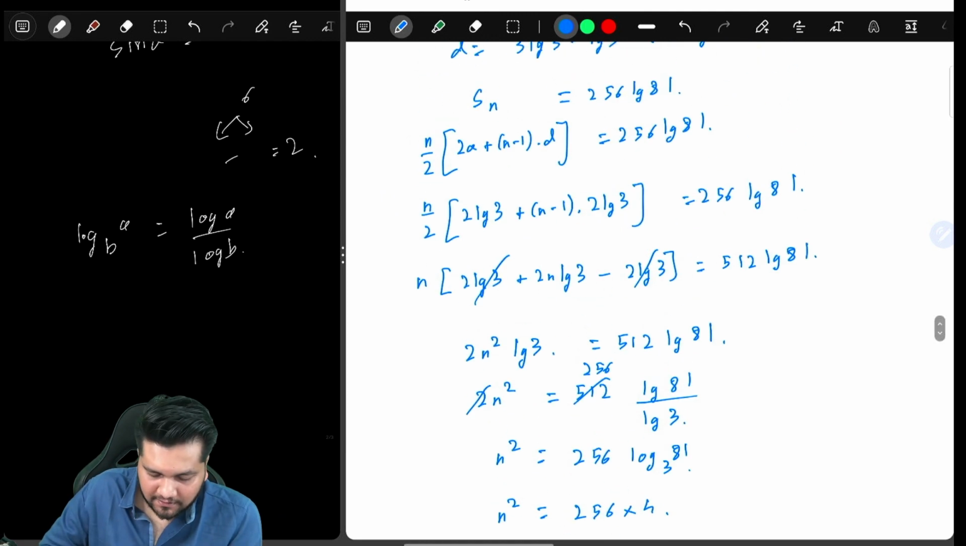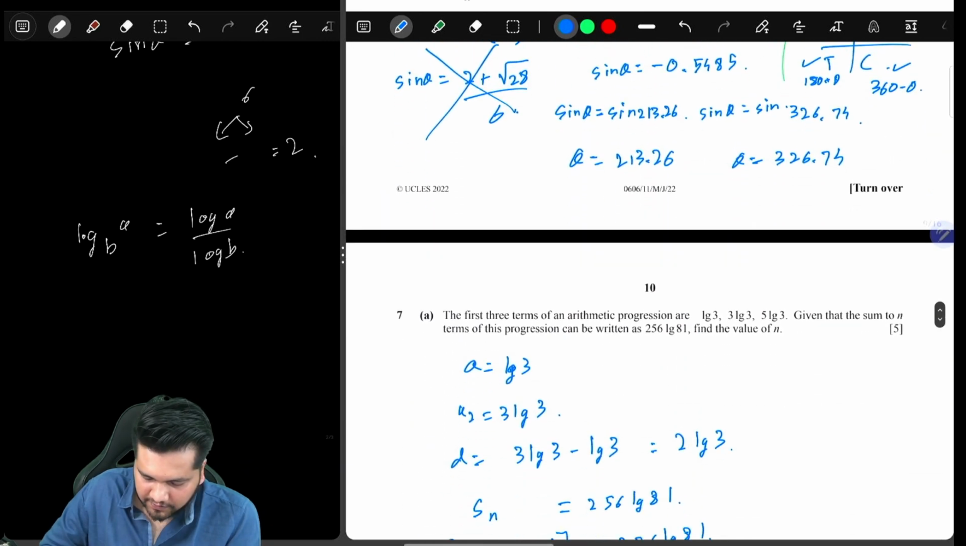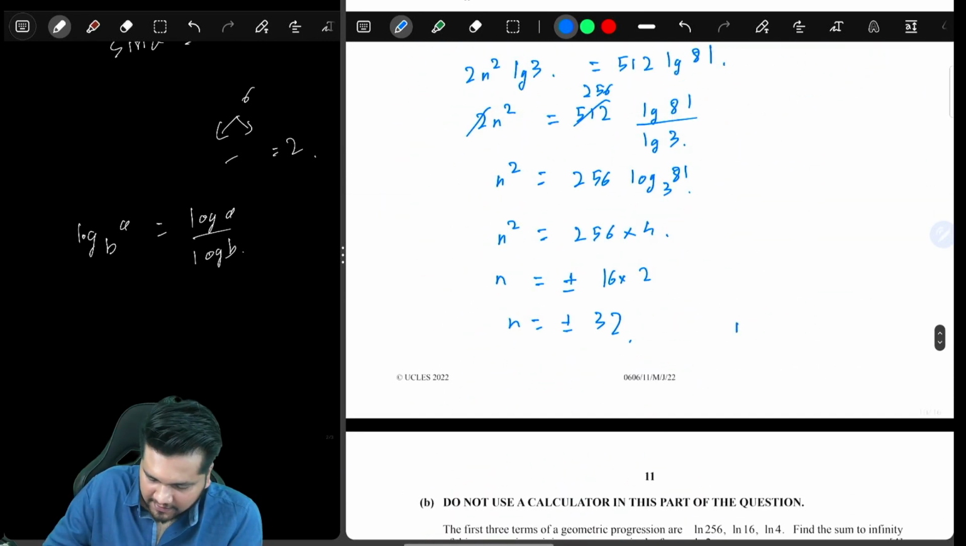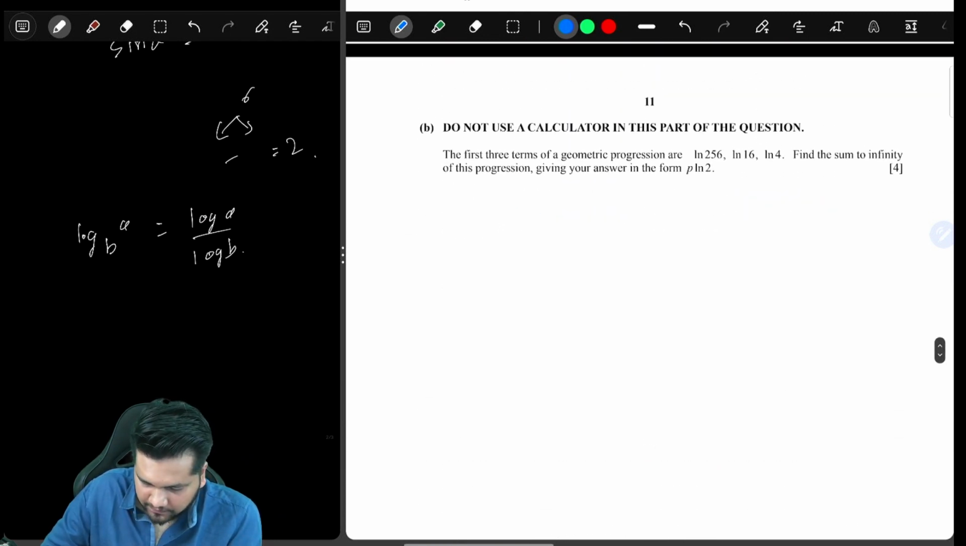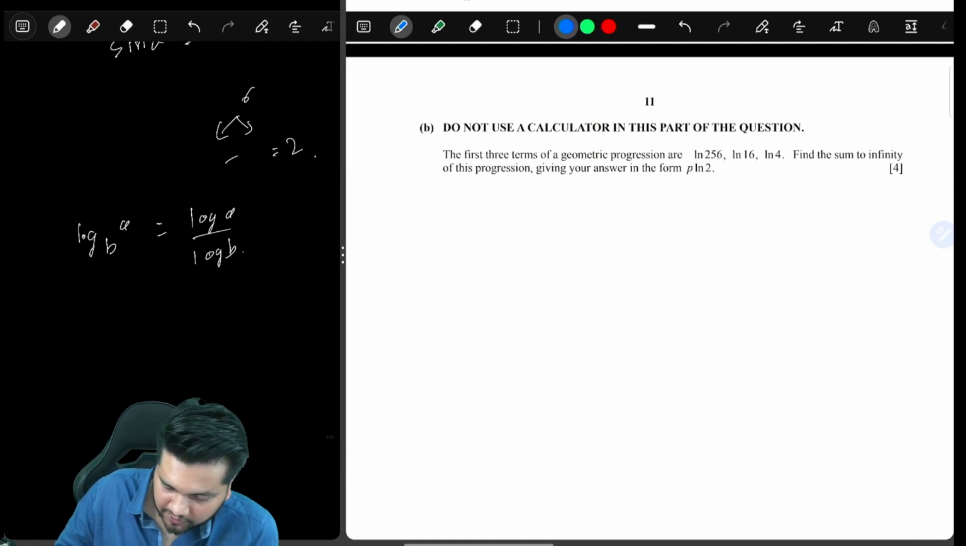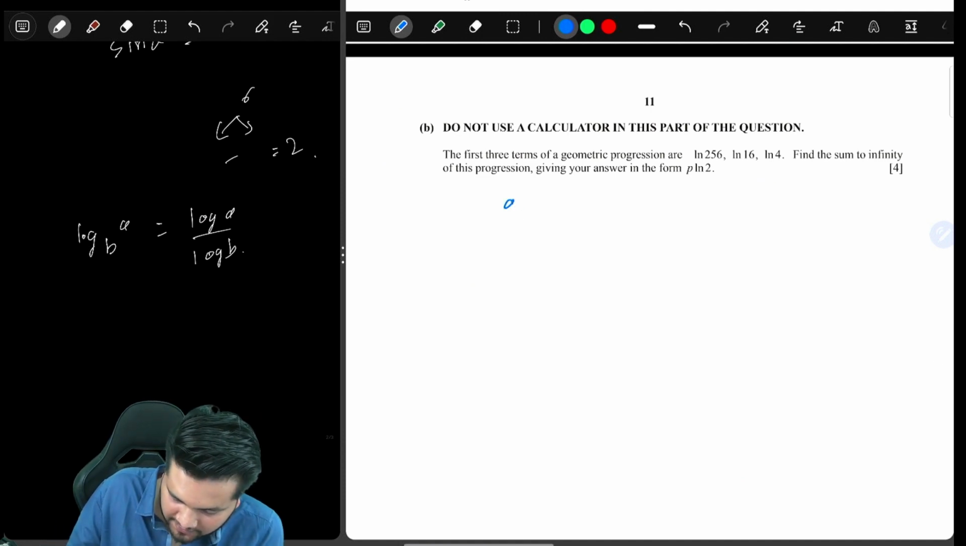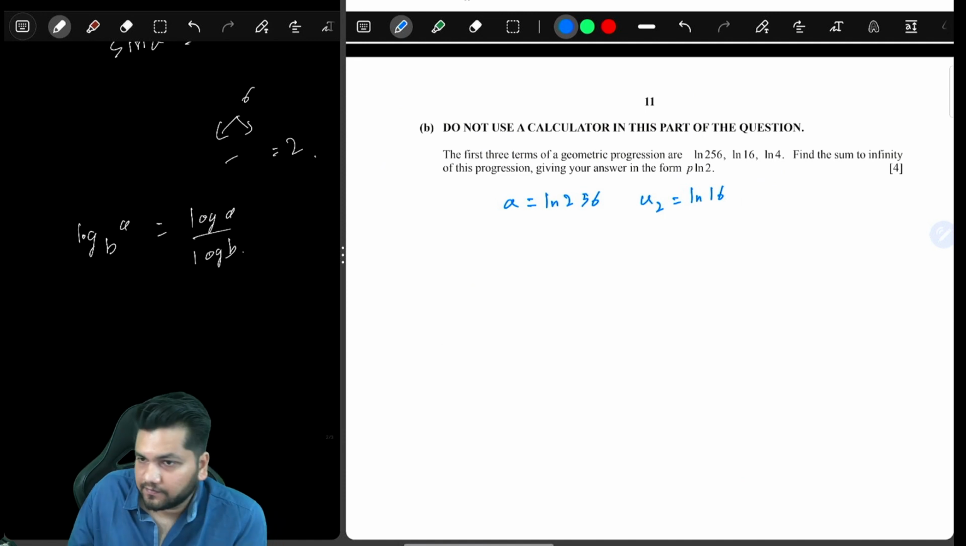Now, n is the number of terms, but the number of terms cannot be negative, so n equal to 32 would be the only answer. Okay, now the GP, the B part. The first three terms of a geometric progression are given. So A is ln 256, U2 is ln 16.